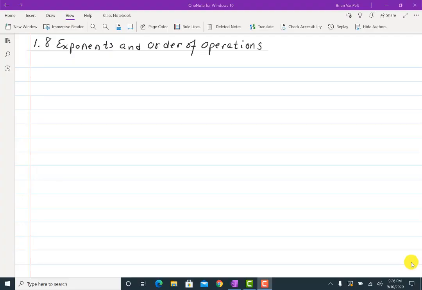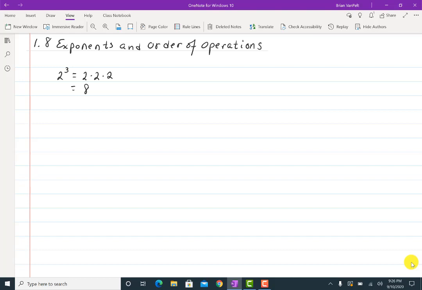We're getting ready to prep for algebra with this section. And exponents, for the most part, you probably have an idea what they are. For example, if I write 2 to the third power, I know that that's 2 times 2 times 2. So when you multiply that all out, you get 8.